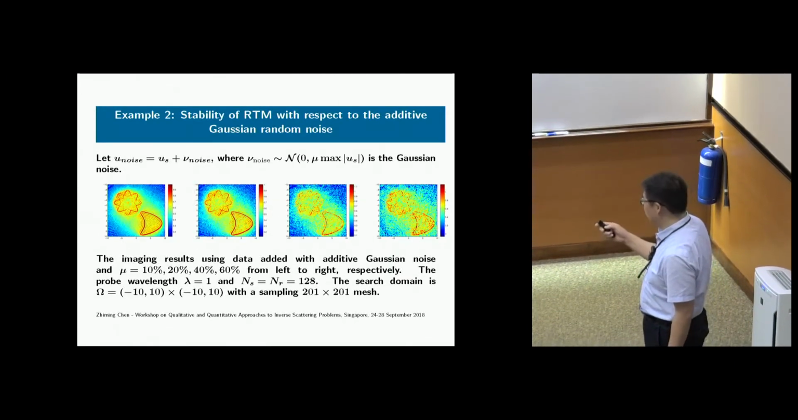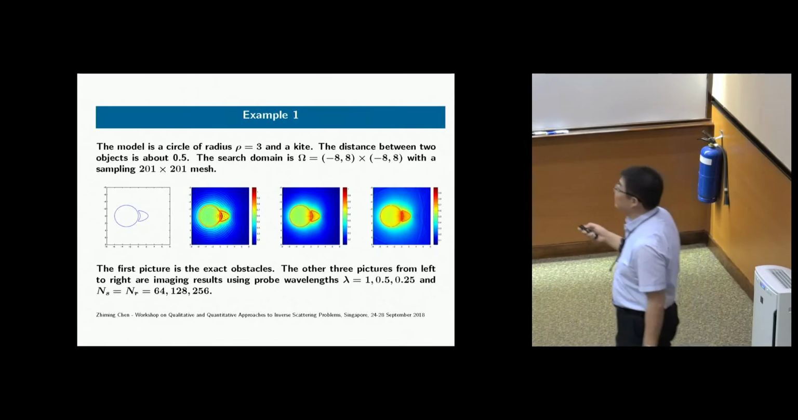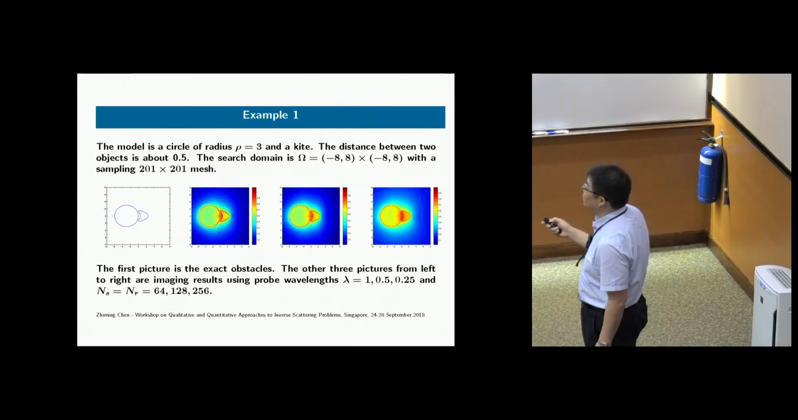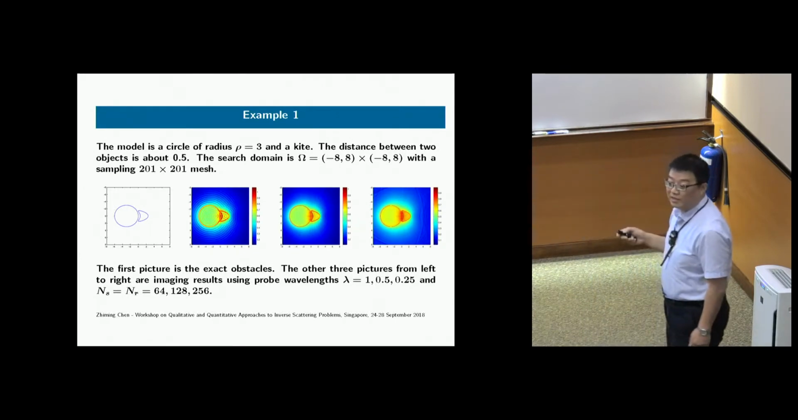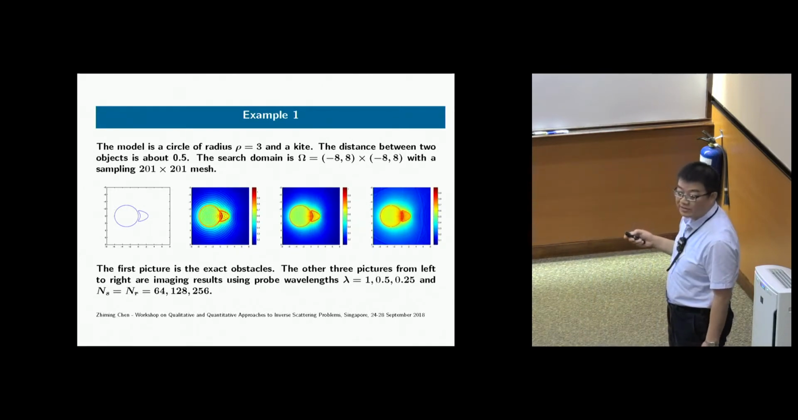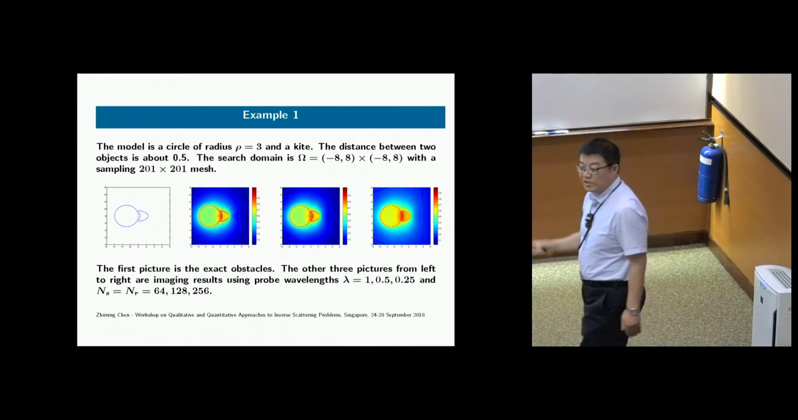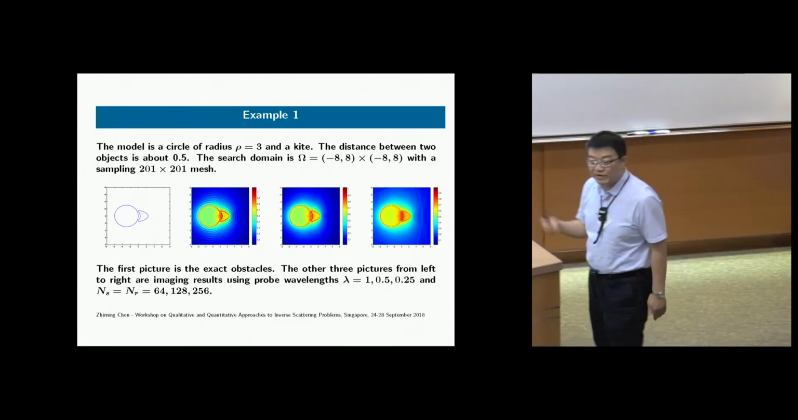Okay, so this is the very good example, that favorite example. Now we have two objects, and the distance here is 1/2. And if you use the incoming wave, let's say the tested probe wave, the wavelength is 1. So this is the first picture, and this is the second 1/2, and this is 1/4. Already for 1/2, you can distinguish these two obstacles. That means you need not go to the high frequency to have the RTM work.